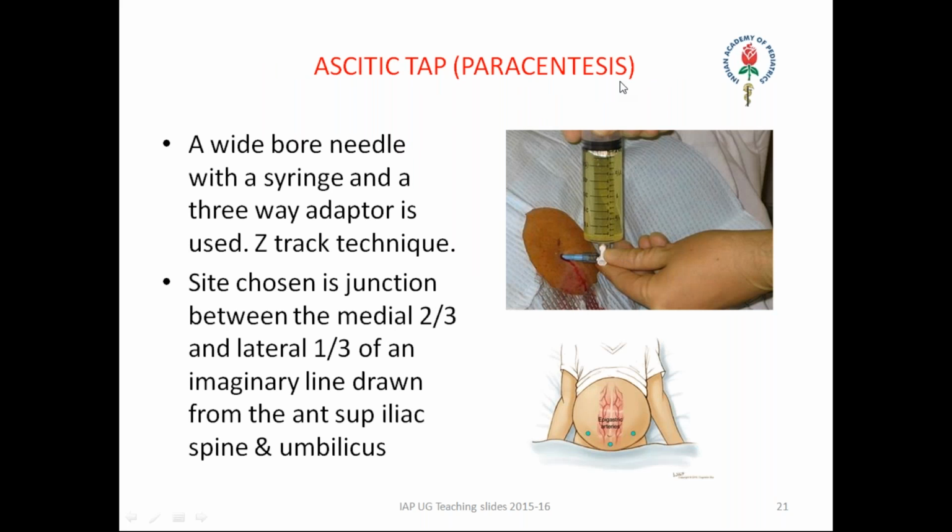Ascitic tap, paracentesis. A wide bore needle with a syringe and the 3-way adapter is used, and the jet technique is used. The site chosen is the junction between the medial 2/3 and lateral 1/3 of an imaginary line drawn from the anterior superior iliac spine to the umbilicus. So you draw an imaginary line from the anterior superior iliac spine to the umbilicus, and between the medial 2/3 and lateral 1/3 you introduce the needle.